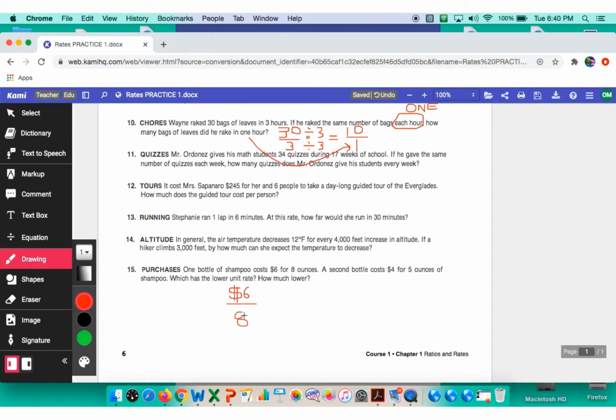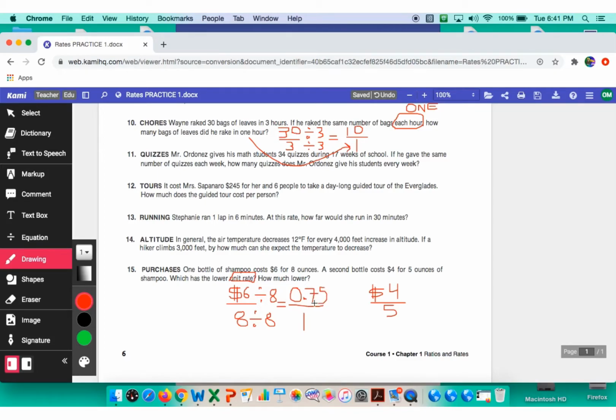By how much? So you're going to make two ratios, $6 over 8 ounces. And then the other situation is $4 over 5 ounces. And you're going to find the unit rate of each one, because right now, just looking at it, we really can't tell which one is a lower deal. Okay, so just divide by the denominator for each one. Now for 6 divided by 8, you can use a calculator because it's going to give you a decimal number. So we're going to get about 75 cents for every ounce. Again, so this will come out to 75 cents for 1 ounce.